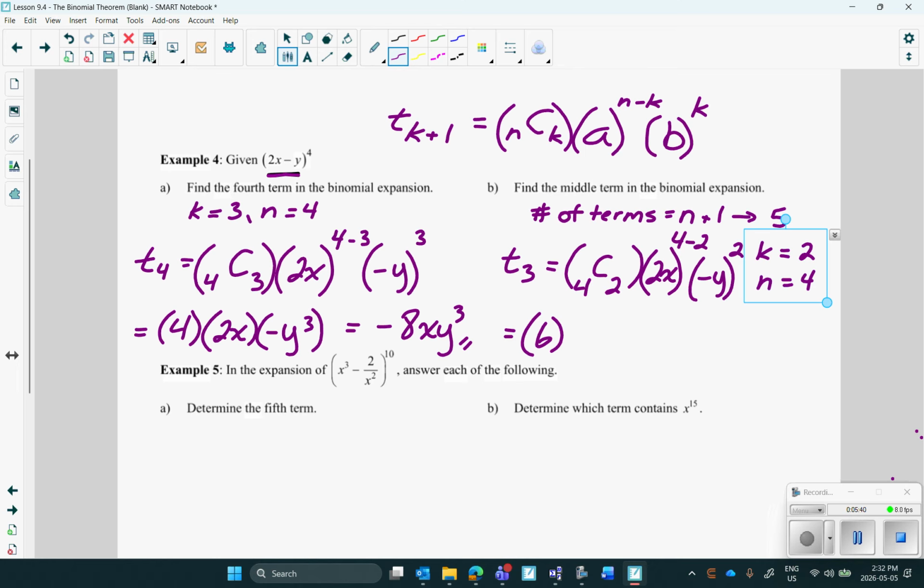This is the same as 2, so 2x to the second. Remember, you've got to square everything inside. You've got to square the 2 and the x, so you get 4x squared. And negative y squared, well, becomes y squared. It's the same as y squared. Right? You still need the square there. And then 4x squared y squared. Good. Okay.